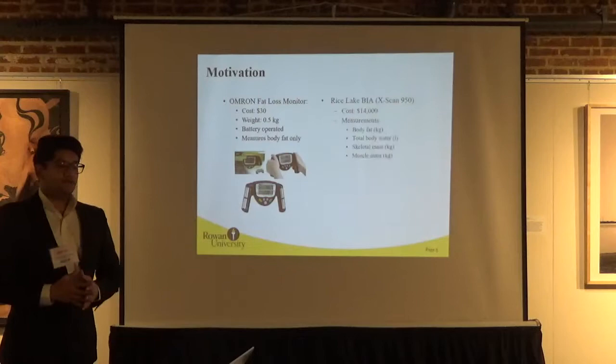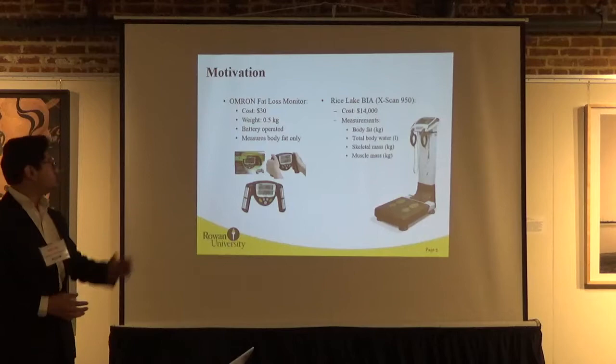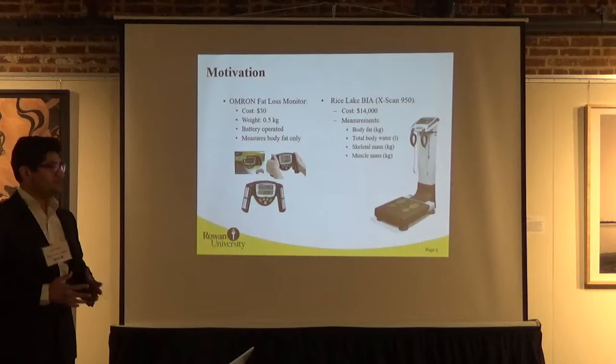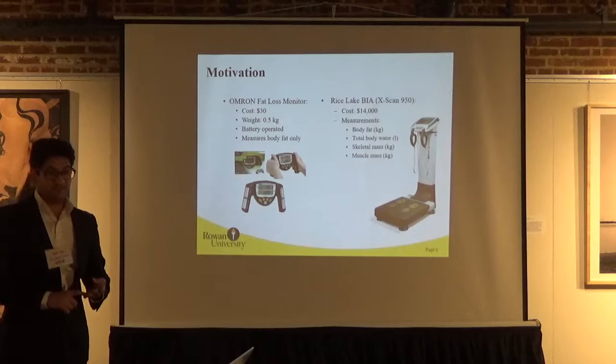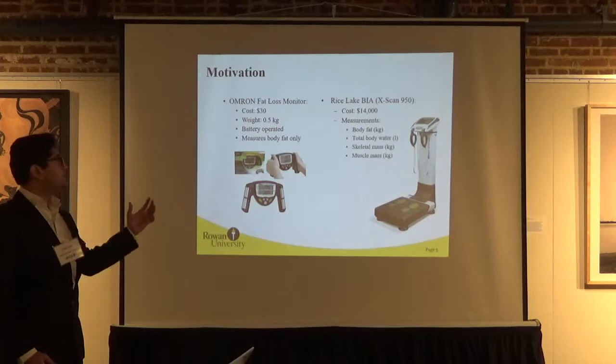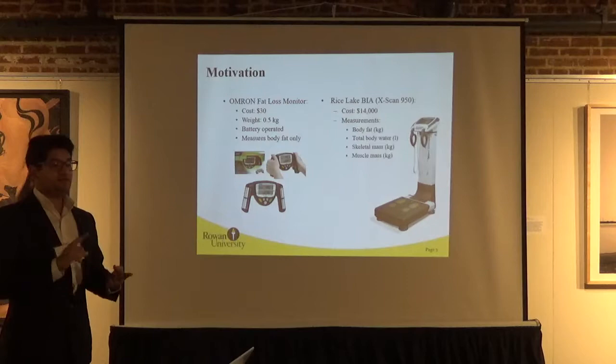Commercially, there are many body fat analyzers and body composition analyzers available. For example, the Omron body fat monitor costs around $30 on Amazon, and it measures body fat. On the other hand, there are really complex machines used in clinics to determine very accurately different compositions of the human body, like body fat, body water, skeletal mass, and muscle mass. As you can see, these devices are either large and bulky or very expensive. What we are targeting is designing a device that is wearable, smart, inexpensive, and lightweight.